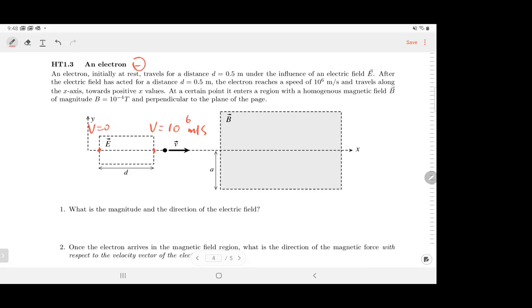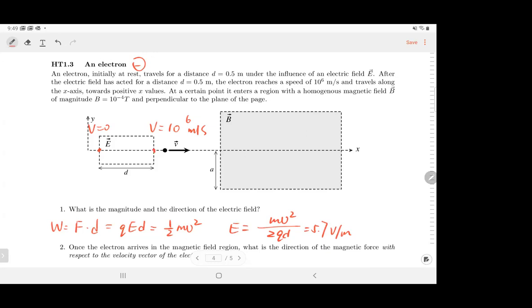To get the acceleration, we use energy conservation to solve this problem. In the electric field, the work done by the electric force is equal to the electric force times the distance. The electric force is charge times the electric field. This is the work done by the electric force, and the work is equal to the change of kinetic energy. Then we can solve the electric field equal to 2 over QD times mv squared. And you can get the answer: 5.7 volt per meter.